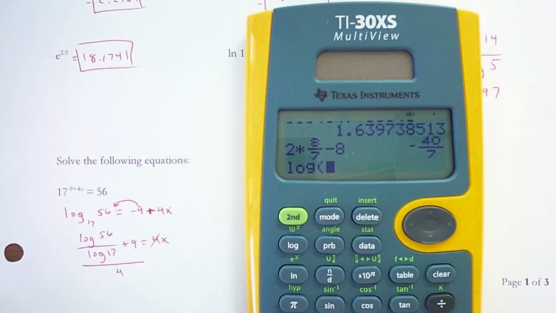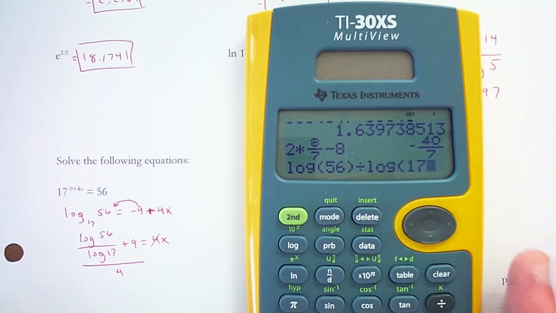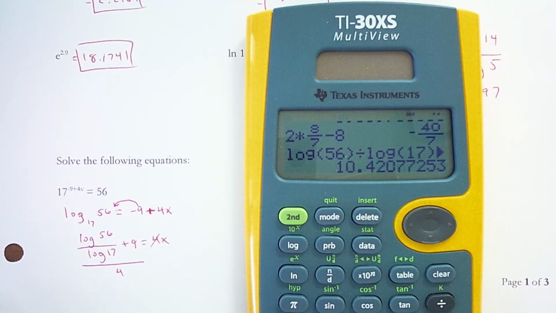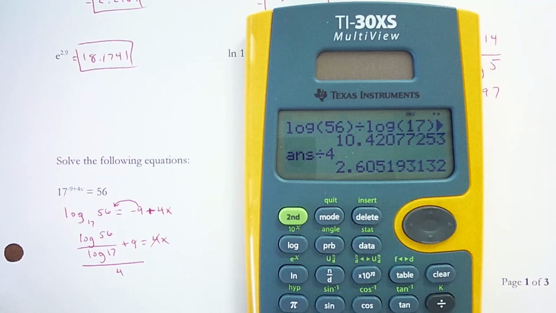So I have log 56 divided by log 17 plus 9, and I'll hit enter right here, and then divide by 4, and I have 2.6052.